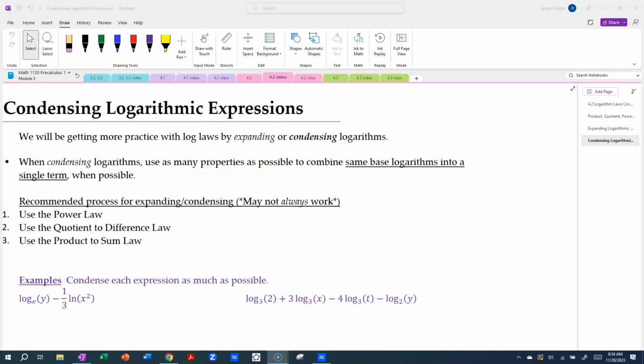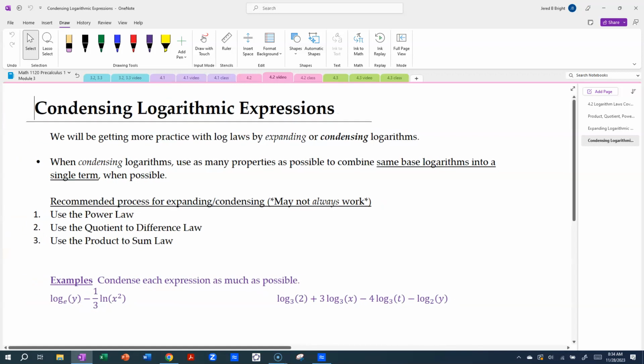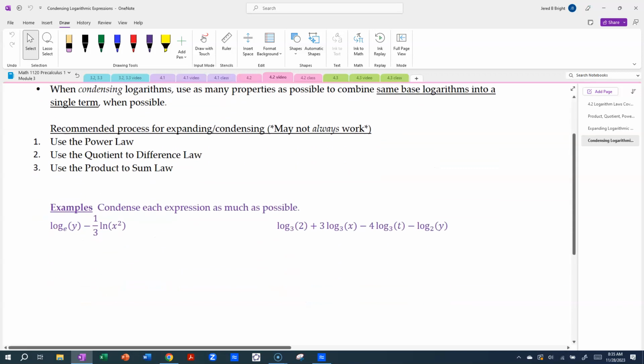We're going to fewer things versus more things. And to do that, we're actually going to follow the same procedure. We're going to try and use the power law first, then quotient difference and product sum. We're just going to try and use the property in the other direction. So for instance, in terms of a power, we have an example of that in the first one here.